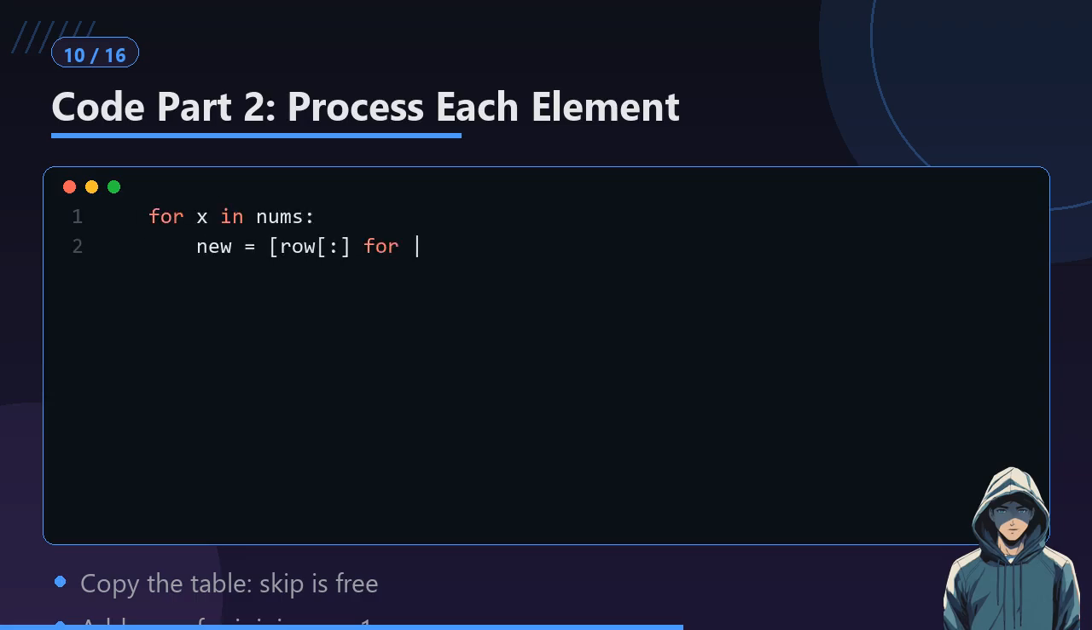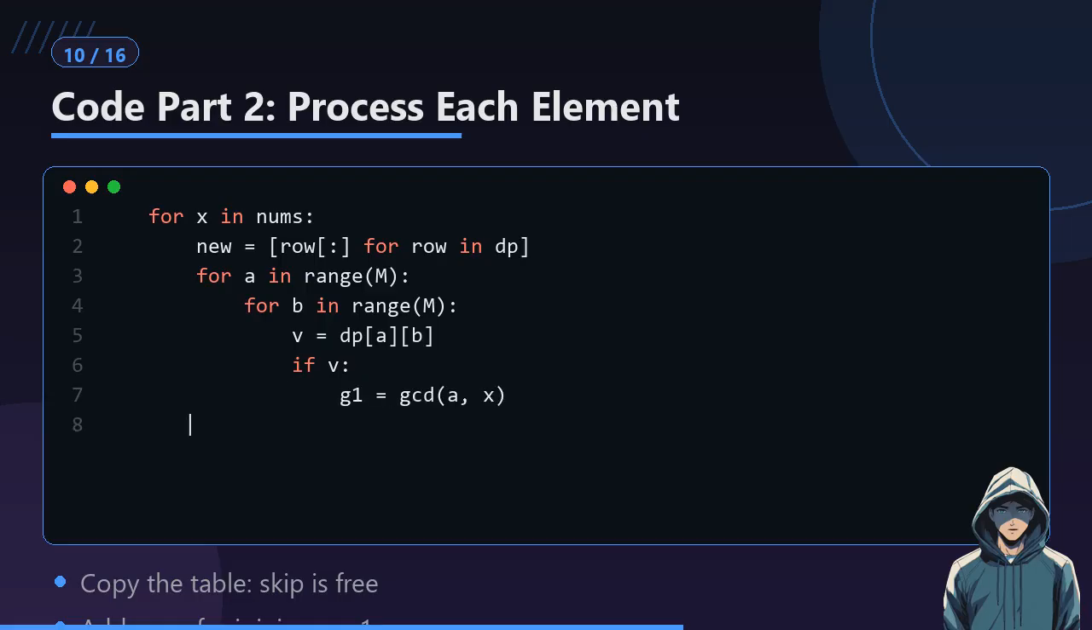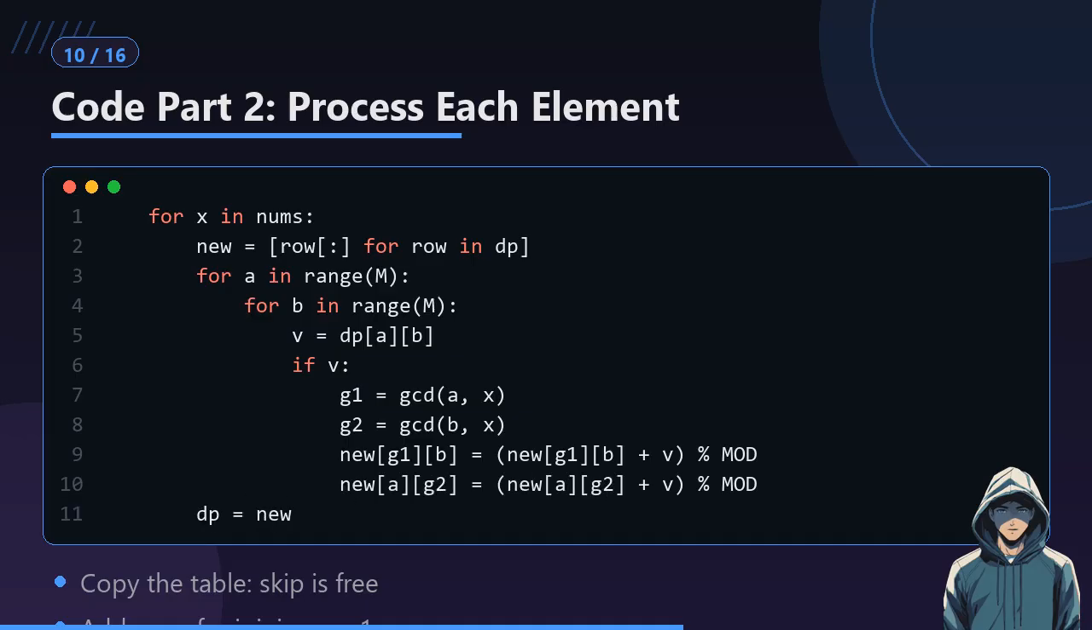For each element X, we make a copy of the table. The copy already handles door 3, skipping, because skipping changes nothing. Then for every state A, B that has some ways, door 1 sends X into group 1, moving us to row GCD of A and X, and door 2 sends X into group 2, moving the column the same way. Notice why we write to a copy instead of the live table, otherwise the same element could sneak into a group twice. We also skip zero count cells purely for speed.